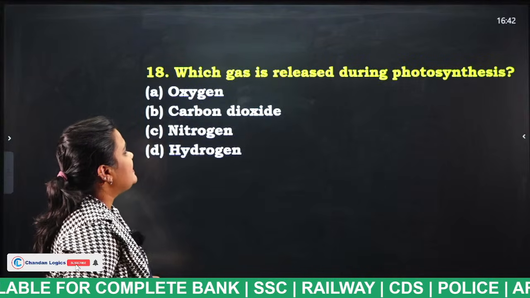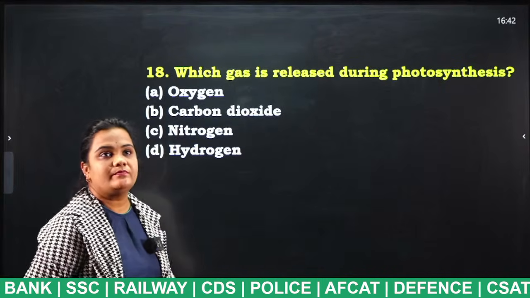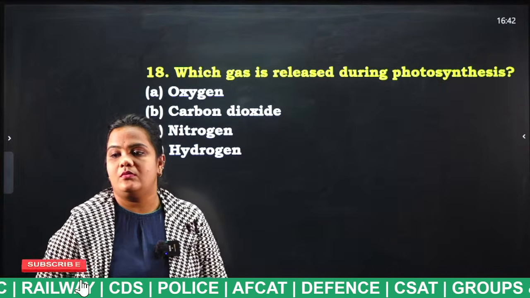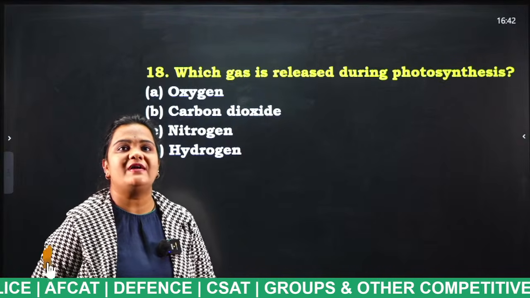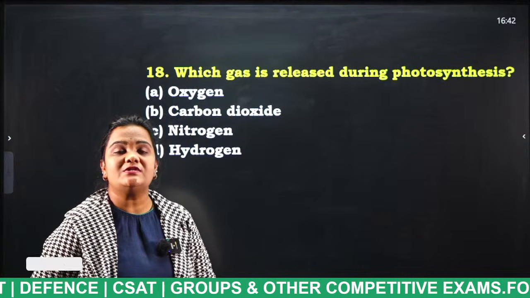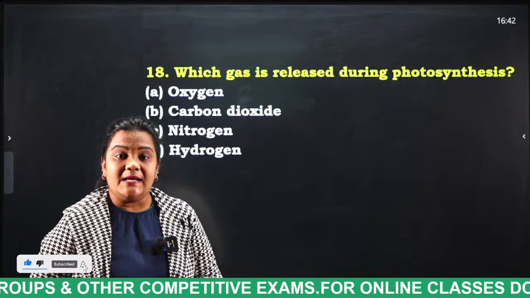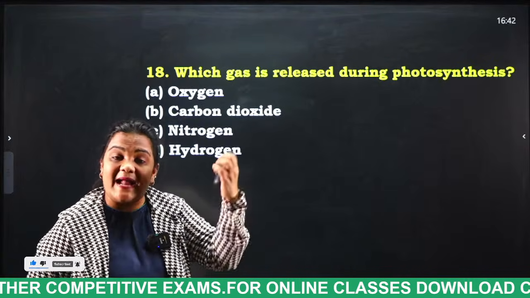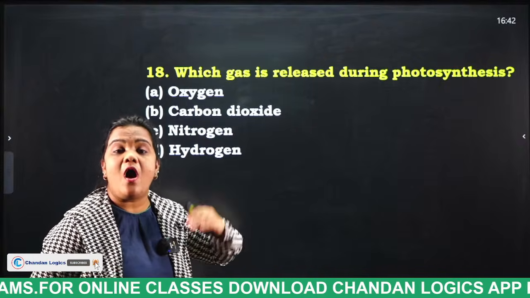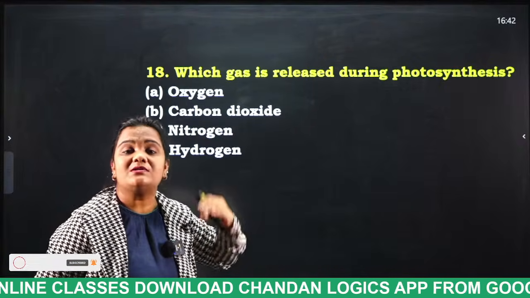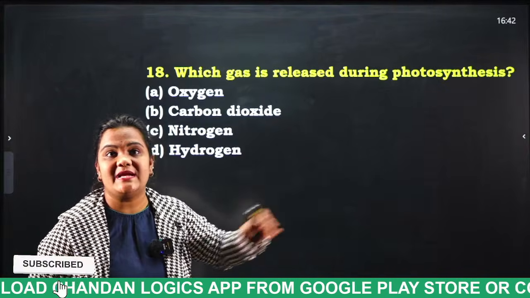Which gas is released during photosynthesis? Oxygen, carbon dioxide, nitrogen, hydrogen. Tell me, students, what is the answer? During the photosynthesis process, which gas is released? For example, plants utilize sunlight and convert carbon dioxide and water into glucose and oxygen. So what gas is released here, students?